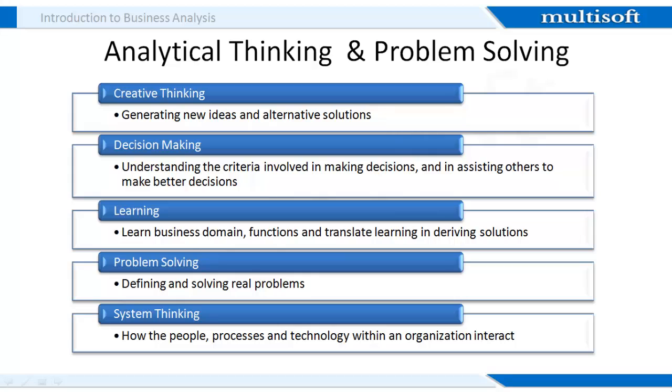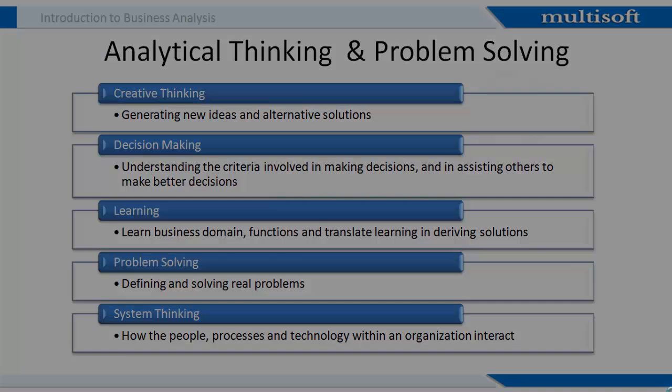The first competency is analytical thinking and problem solving. This involves creative thinking, that is, the ability to think out of the box. The other one is decision making, or having the knack to come up with the right conclusion or decision. Learning comprises the ability to assimilate knowledge and put it to use. Problem solving is the ability to solve complex problems. And lastly, systems thinking, which is how people, processes, and technology in an organization interact with each other.